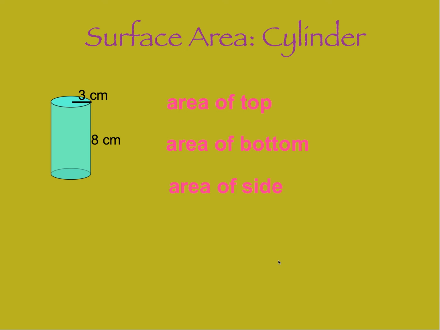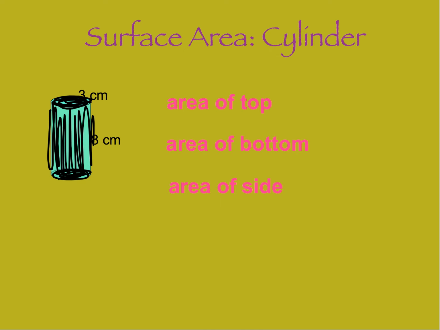Now let's move on to cylinders. First, we'll focus on surface area of a cylinder. In order to get the surface area, we need to get the area of the top, which would be the circle on top. We need to get the area of the bottom, which would also be a circle. And then we need to get the area of all of the sides. So that would be all this, all around it, okay?